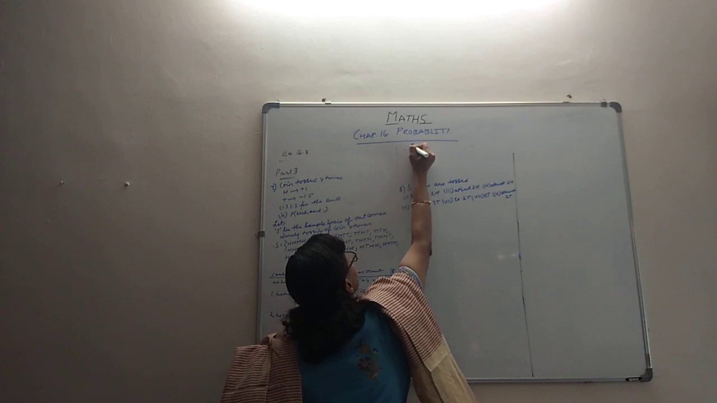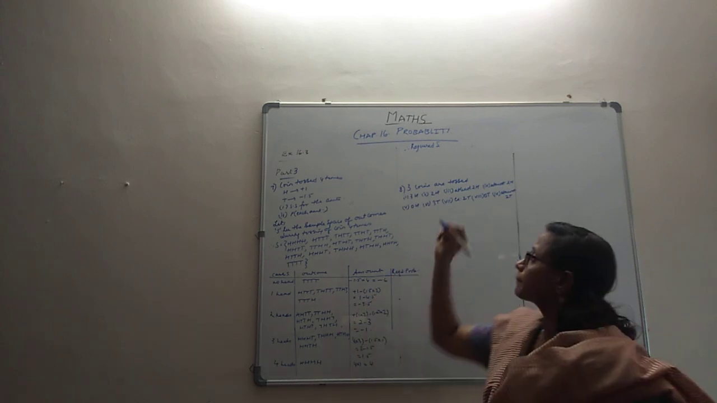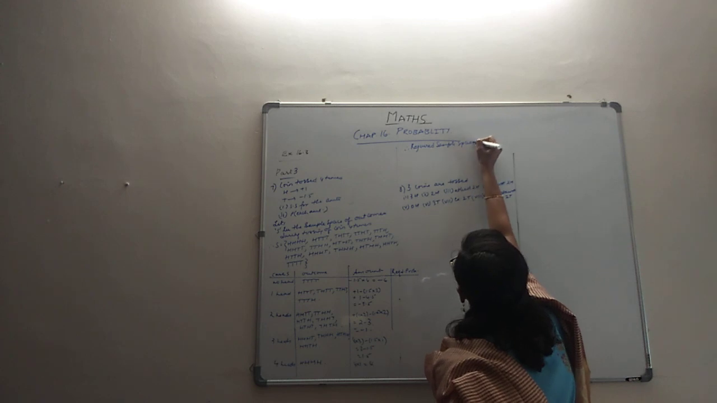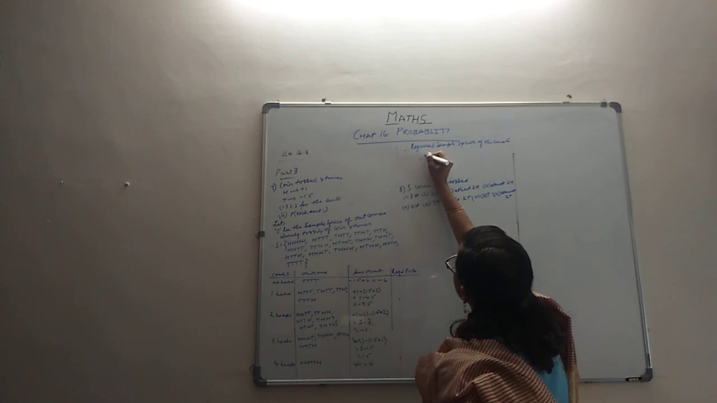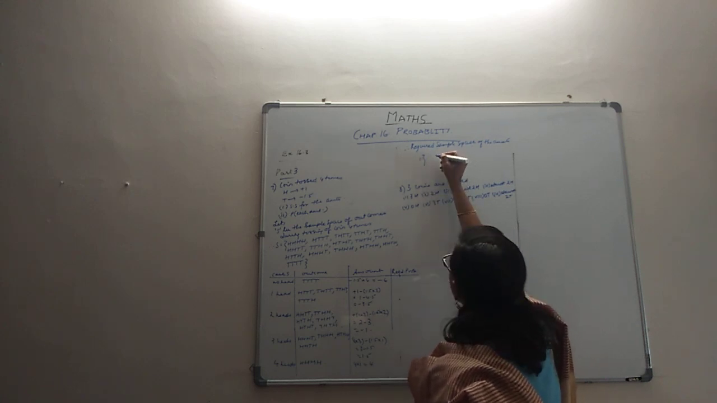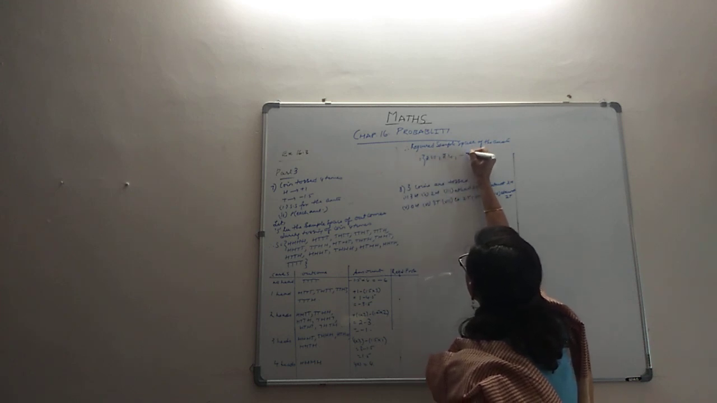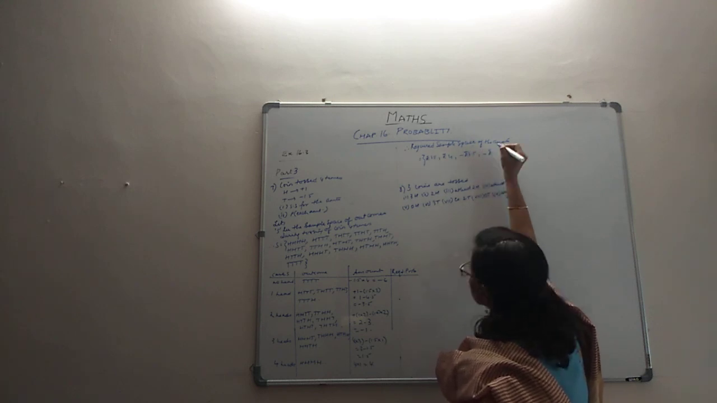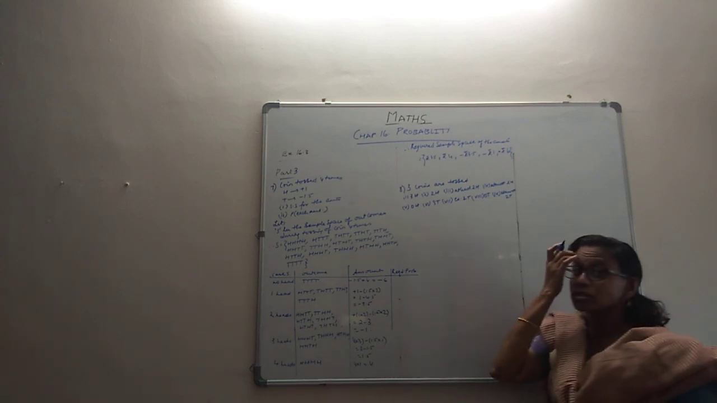So the required sample space of the amounts is plus 1.5 rupees, 4 rupees, minus rupees 3.5 and minus rupees 1. Oh, minus rupees 6 also, negative. So that is the sample space.